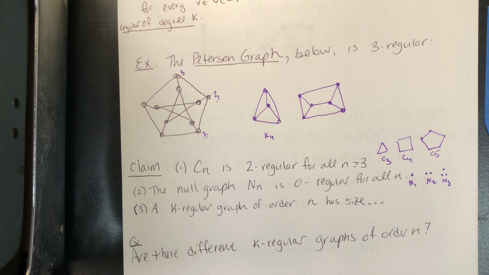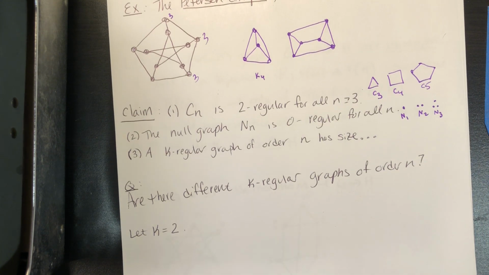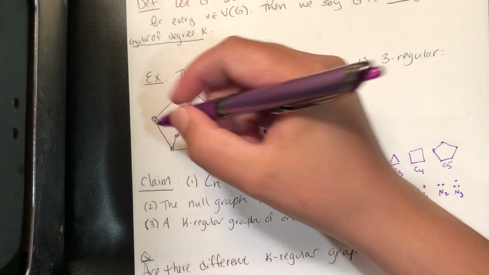The third claim is that if you have a k-regular graph of order n for some k, we don't know what k is necessarily, you can actually find the size of that graph. You can find the number of edges of that graph just by thinking through what it should be. So let's look at this example. Let's look at the Petersen graph maybe.